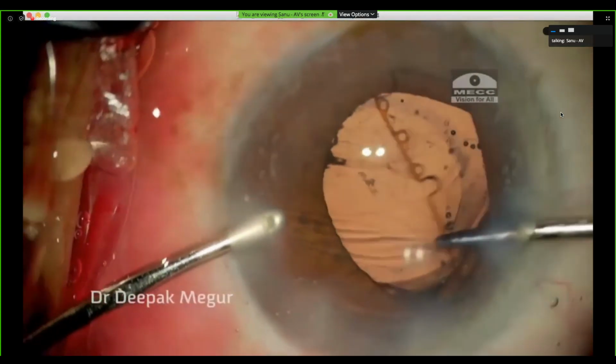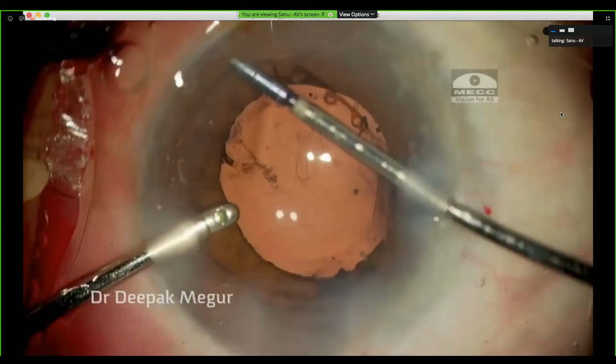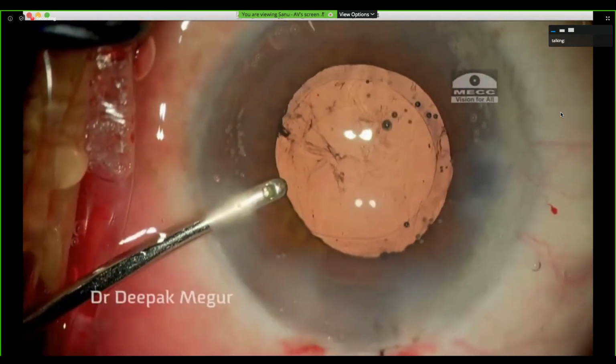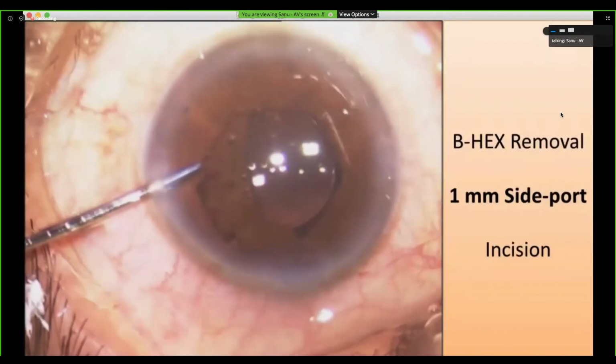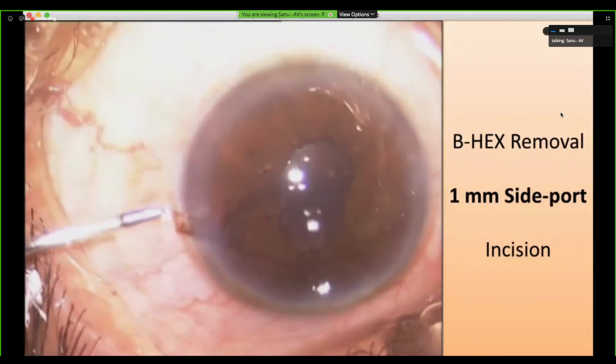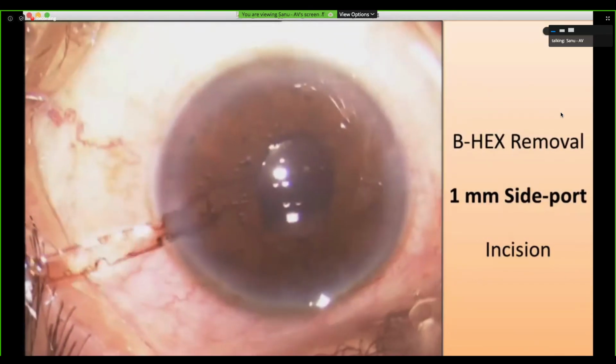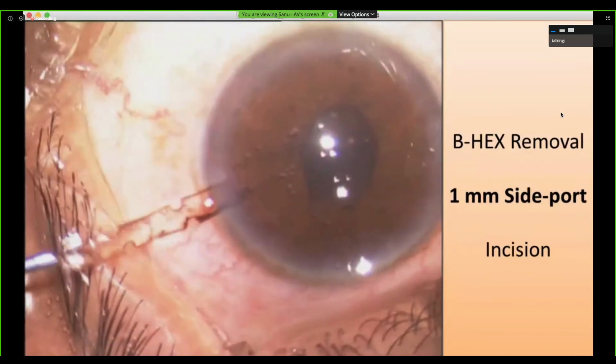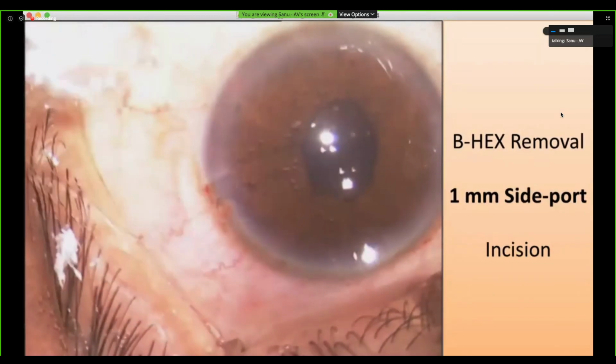The flanges are untucked and the B-HEX literally walks out of the main incision. And here, the B-HEX is removed easily through a 1 mm side port incision, which no other pupil expander can do and is very useful in tight situations.